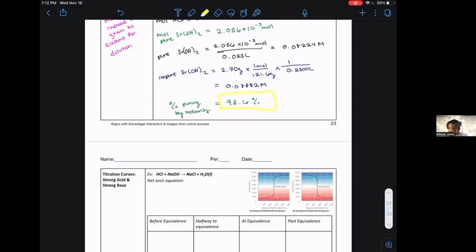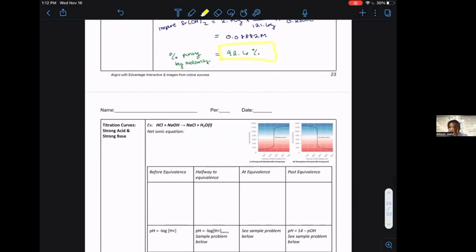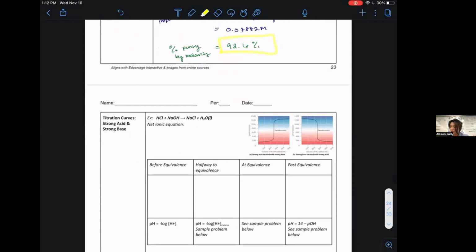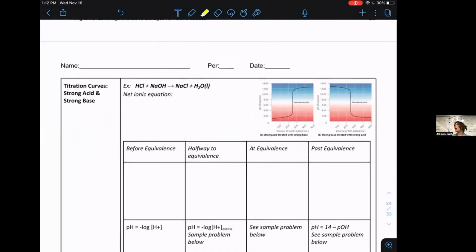So here we go. Let's talk about titration curves between strong and strong, which is the simplest articulation of titration. Why? Well, with a strong acid, strong base reaction, you always produce a salt and a water, because basically acid-base reactions are double displacement reactions in a sense, especially when it comes to strong and strong.